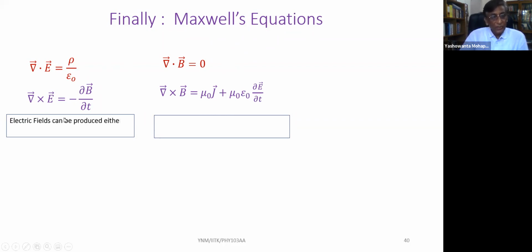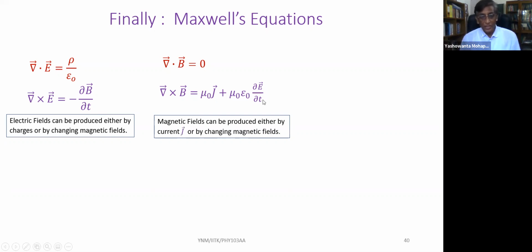So electric fields can be produced either by charges or by changing magnetic fields. And the magnetic field can be produced either by current or by changing electric fields. This symmetry, if it is unsymmetrical at all, is because there is a possible source term here and there is no source term here.